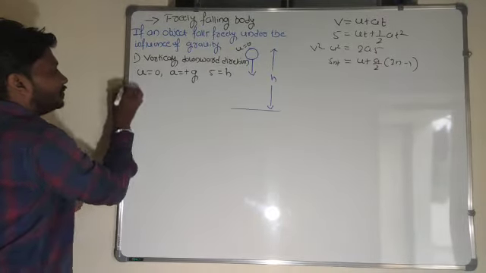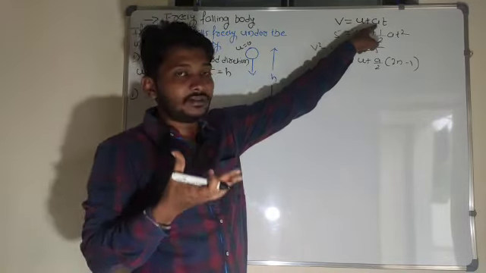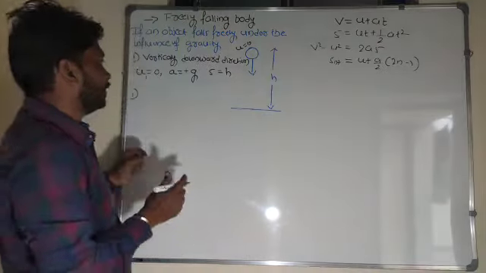For that purpose, u is equal to 0. In the first equation, wherever u is there, I will take it as 0, and wherever a is there, I will take it as plus g.